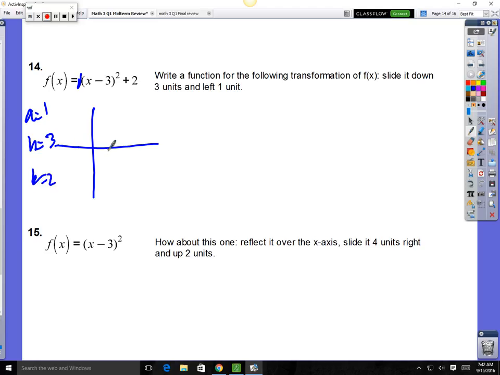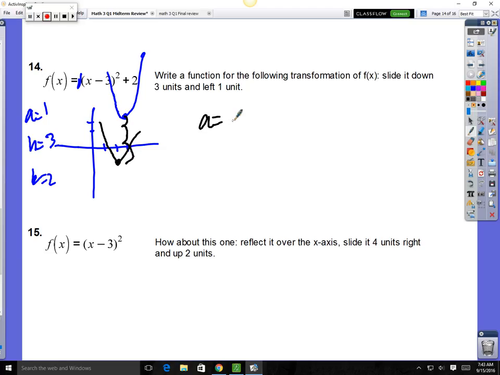So you're going to go right 3, 1, 2, 3, up 2, and there is your vertex, and it's quadratic, so it's going to be something like this. So you need to slide it down 3 times. So you got to take this vertex and go down 1, 2, 3, and left 1. So it's going to be right here.